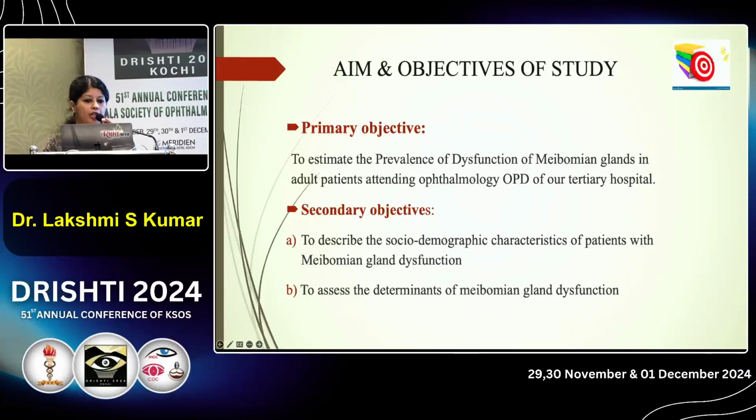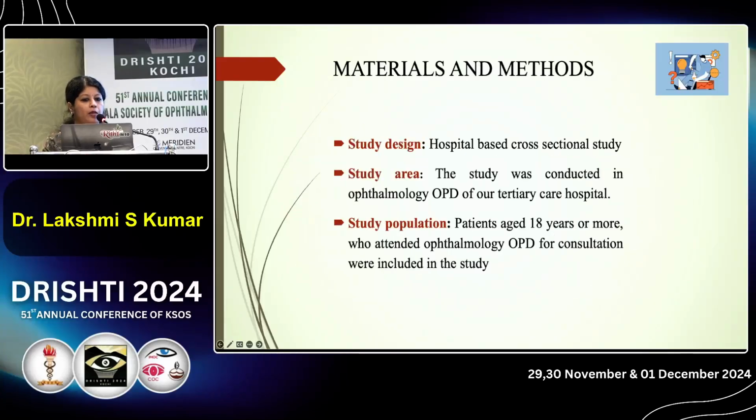So, my aim and objectives of the study: primary objective, to estimate the prevalence of dysfunction of meibomian glands in adult patients attending the ophthalmology OPD of our tertiary hospital. Secondary objectives, to describe the socio-demographic characteristics of patients with meibomian gland dysfunction and to assess the determinants of meibomian gland dysfunction. Materials and methods.